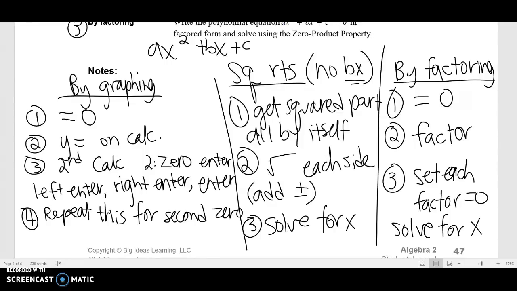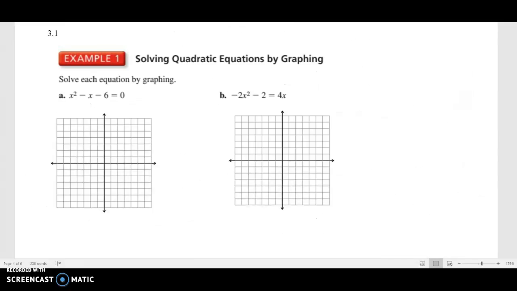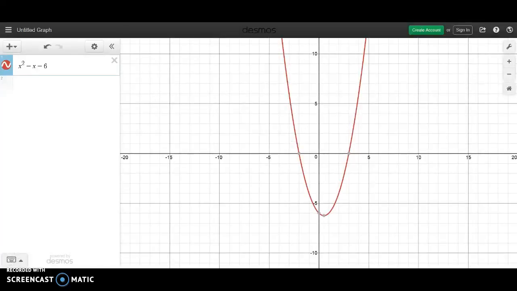Now let's go to your notes packet and do example 1. Example 1 asks us to solve by graphing. So we want to make sure our equation is equal to 0. We have that for the first one, part A. And then we want to enter this into our y equals of our calculator. And if you go to Desmos.com, you can see here I entered my equation, x squared minus x minus 6, and here's my graph. We're looking for the x-intercepts. So if you see when I hover my mouse over it, I see 3, 0 and negative 2, 0.